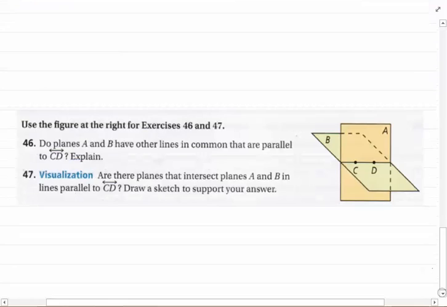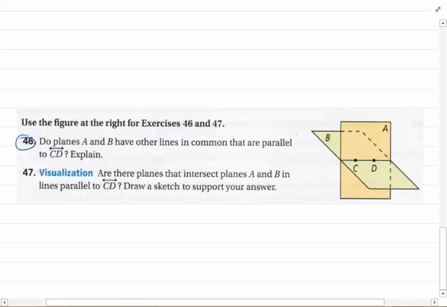And let's look at one more down here, number 46. Two planes A and B have other lines in common that are parallel to CD, right here. And by definition, if you have two planes that intersect, they only intersect at one line. So the answer is no.